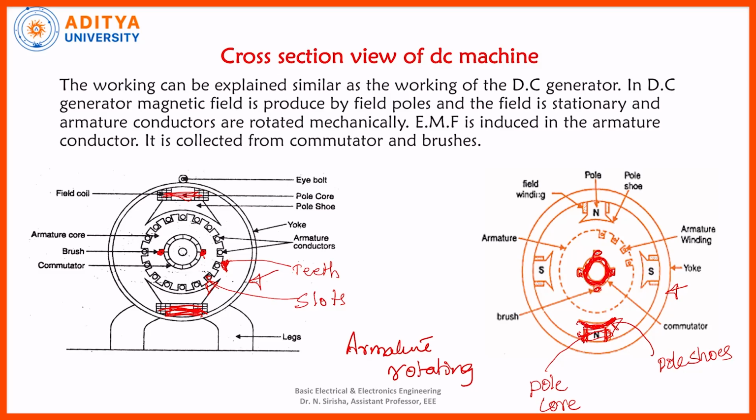This rotating armature cuts the magnetic flux produced by the electromagnets. Once the armature starts rotating, it cuts the magnetic flux inside the field magnets. So the armature conductors cut the magnetic flux and EMF is induced in the armature conductors, and this EMF is collected by the commutator, and the commutator converts AC to DC. External supply is taken through the brushes. That is how EMF is generated in the DC machine.